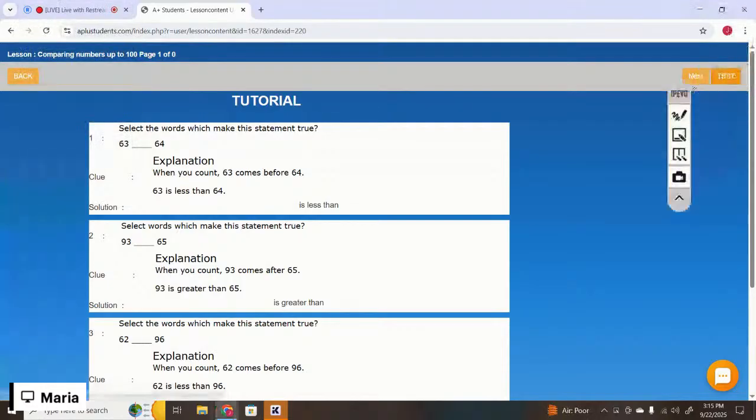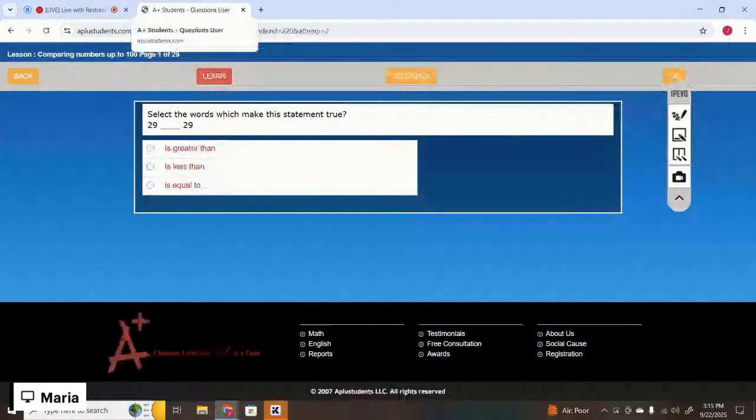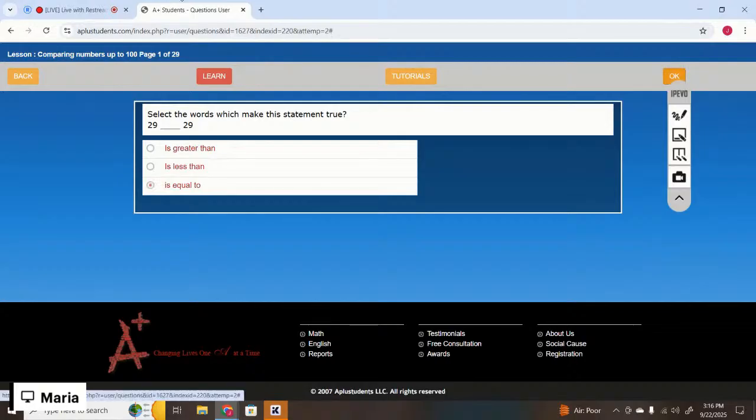Let's start with the test questions. Select the words which make the statement true. 29 and 29. They both are exactly equal, right? 29 is equal to 29.